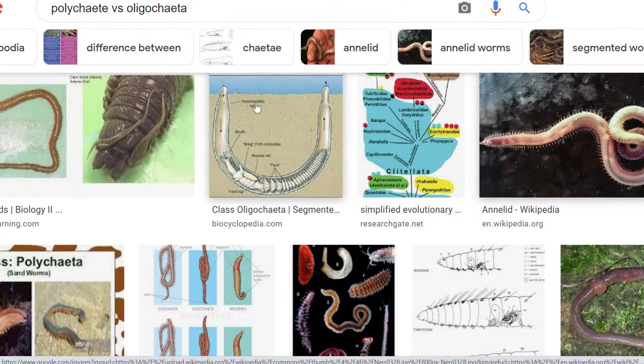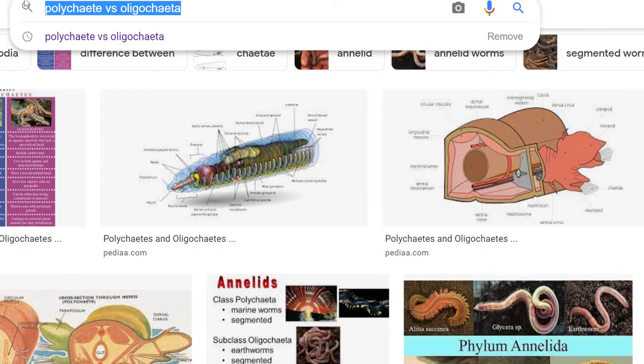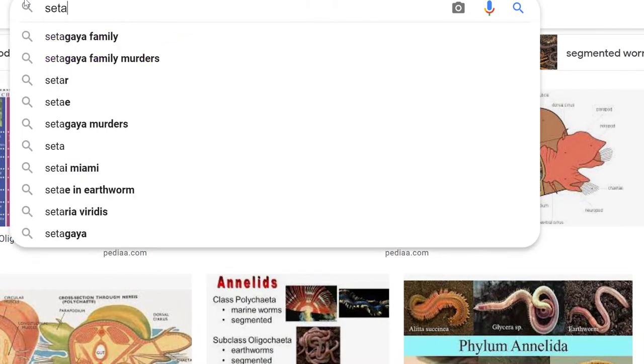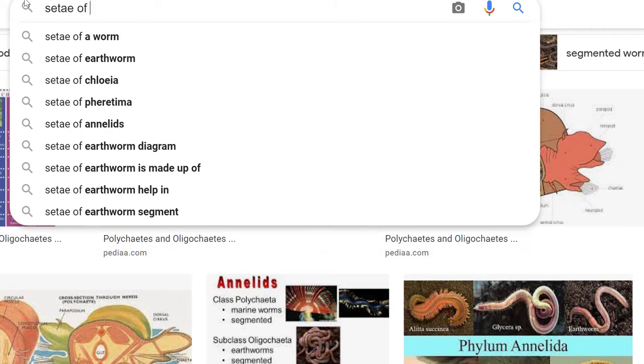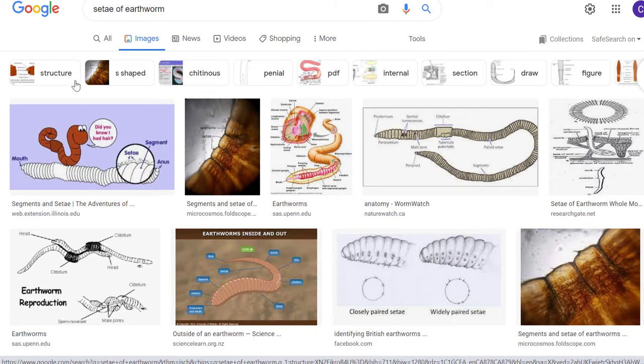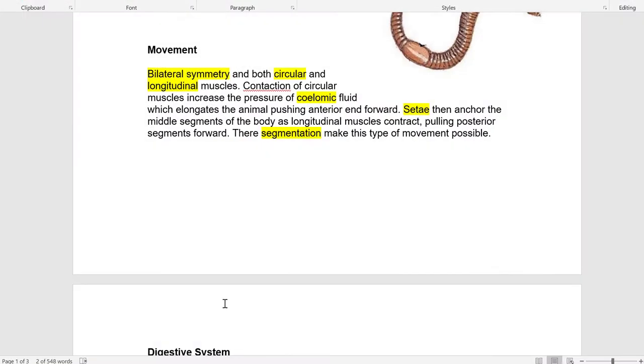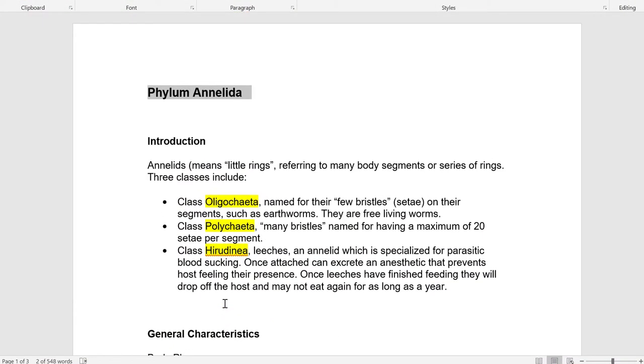In fact, with most earthworms, if we were to look at the setae of an earthworm, you wouldn't even really see the bristles. They're very hard to see, but here's the cartoon-like picture. You can see these bristles on the underside. We'll talk about how they use those for movement. So they're basically classed based on the bristles that they have on the underside.